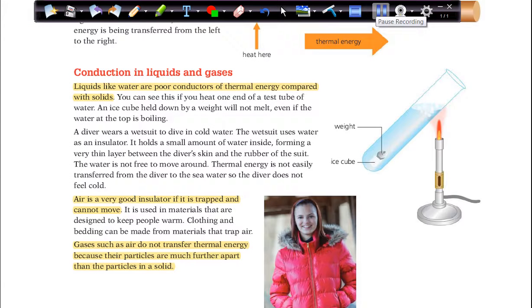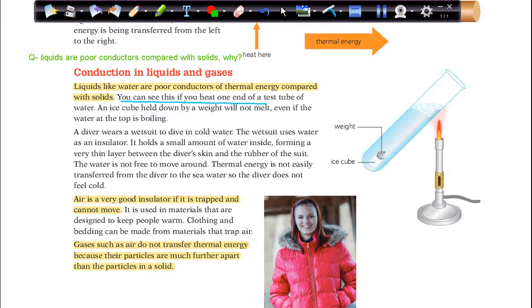Okay, so what about the conduction in liquids and gases? Liquids like water are poor conductors of thermal energy compared with solids. This is a good question. Why? So liquids are poor conductors compared with solids. Why? I'm going to leave you with this question, and I need your answers about this. Okay, give me your answers and we will check them.